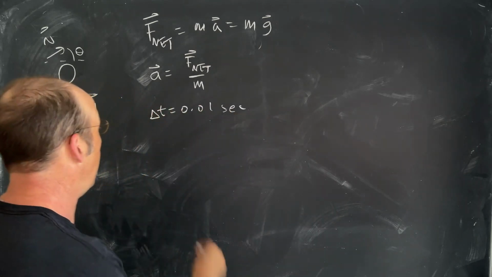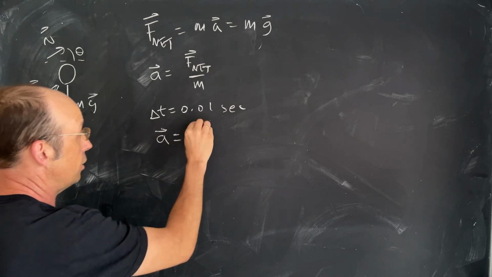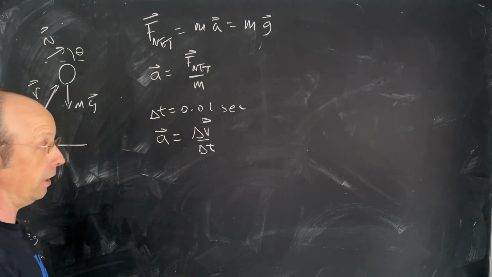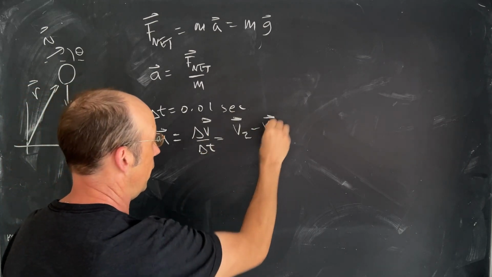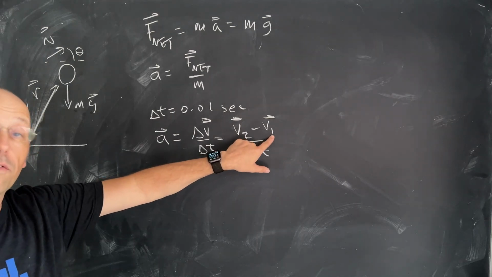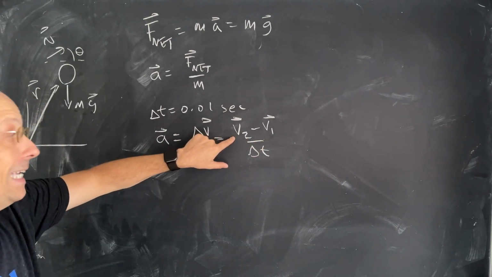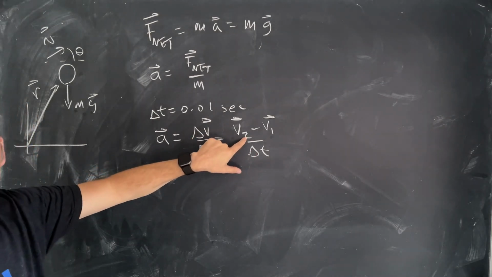If the acceleration is constant, I can write this. The acceleration is the change in velocity with respect to time. And these are all vectors, and that's fine. So that's going to be v2 minus v1 over delta t. So here I'm calling v1 the velocity at the beginning of the time interval, v2 the velocity at the end of the time interval. And I can use this to solve for the final velocity.